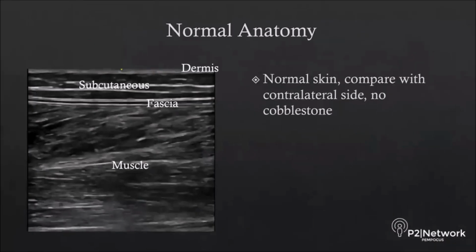A review of the normal anatomy includes the dermis on the top, and underneath it is the subcutaneous area. Sometimes you may see fatty tissues there. It's divided from the muscle by the fascia, and the rest that you would see here is the muscle layer. If you're unsure of what's normal and abnormal, you compare it to a surrounding skin area as well as the contralateral side for comparison.